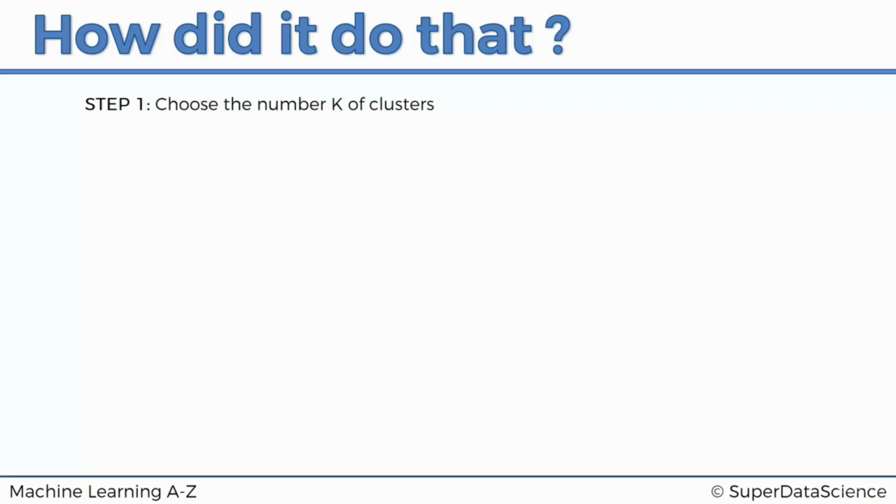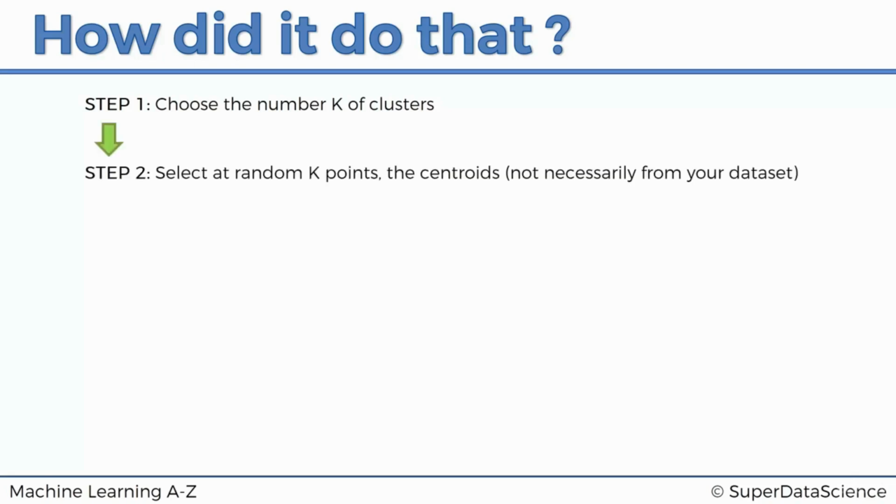We'll talk more about how to select the optimal number of clusters further down in this section of the course. But for now, let's imagine that we've agreed on a number of clusters for a certain challenge. Let's say we've agreed that there are 3 clusters, or 5 clusters, or 2 clusters. Once you've done that, you proceed to step 2, which is to select at random K points, which will be the centroids of your clusters. Not necessarily do these points have to be from your dataset.